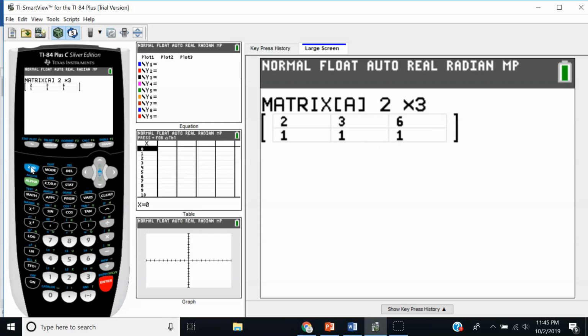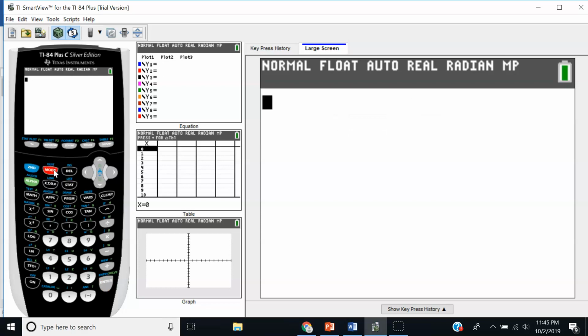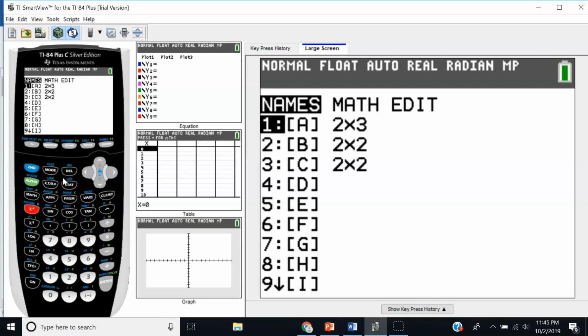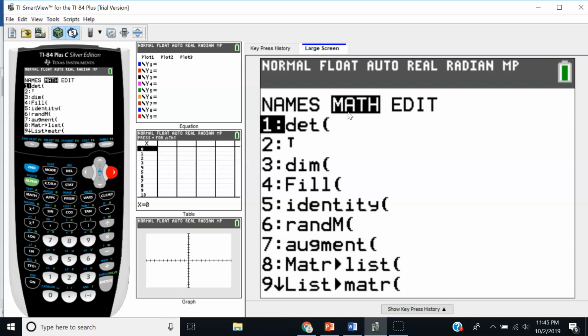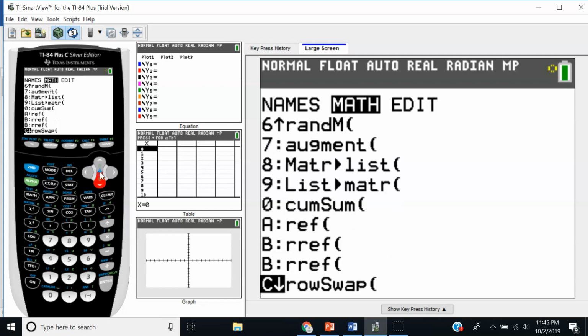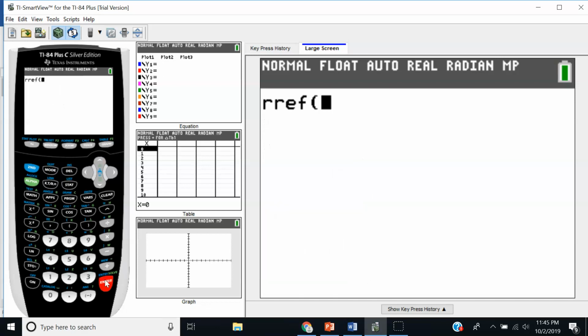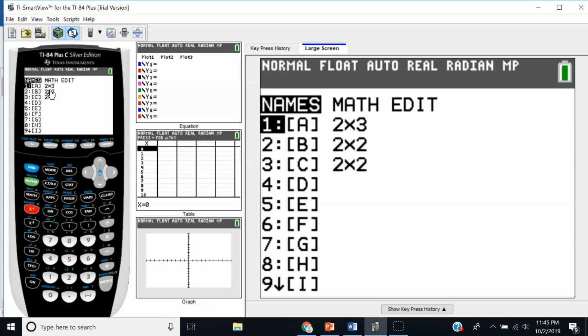So once you get that input, all we have to do is go back to the home screen and ask our calculator to put this into row reduced echelon form. What you do for that is you go into the Math menu, scroll all the way down or all the way up until you get to the letter B. So we're going to go row reduced echelon form, and then row reduced echelon form of my matrix A.